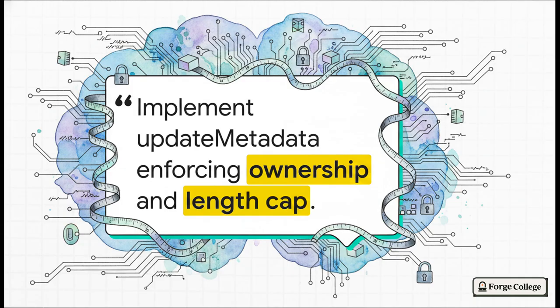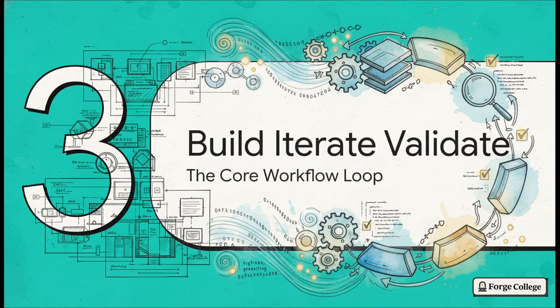Pro tip for you, never ever let the AI guess your variable names. Give it the exact blueprint, and I promise you the code it hands back will drop into your project with practically zero friction. Okay, section 3, build, iterate, validate. This is our core workflow loop.